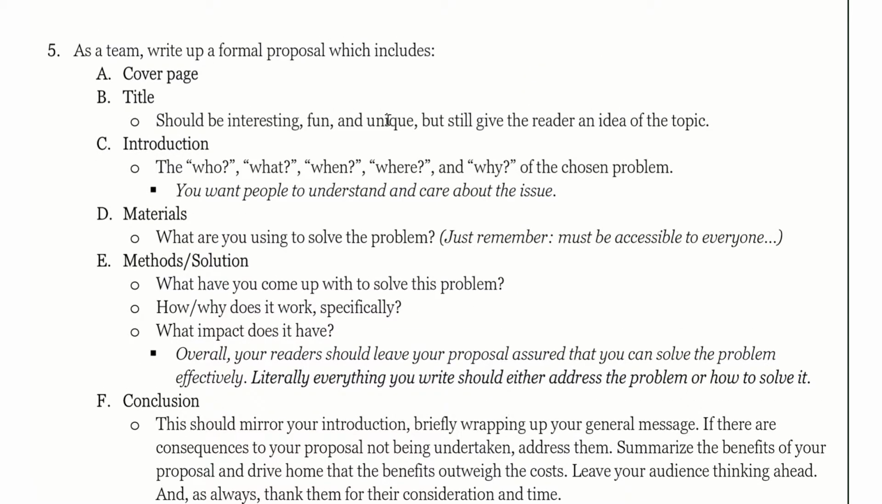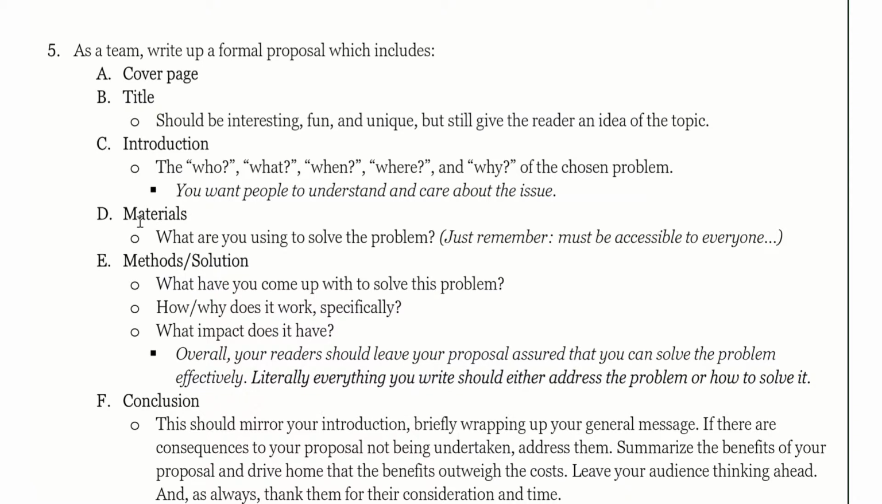After discussing this section, you are to write up a formal proposal which includes the following sections, very similar to a lab report. A cover page, a title that should be interesting, fun, and unique, but still give the reader an idea of the topic. An introduction, which is your who, what, when, where, and why of the chosen problem. Basically, you want people to understand and care about the issue that you propose.